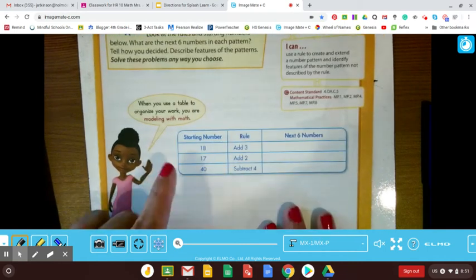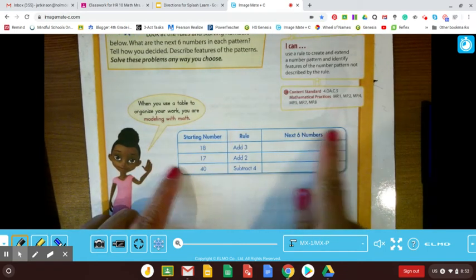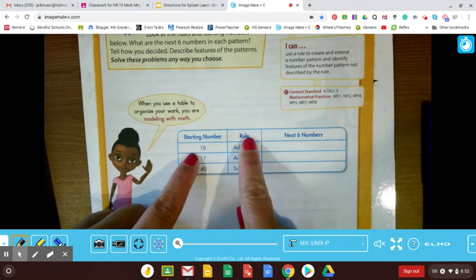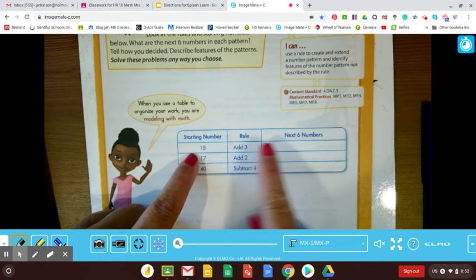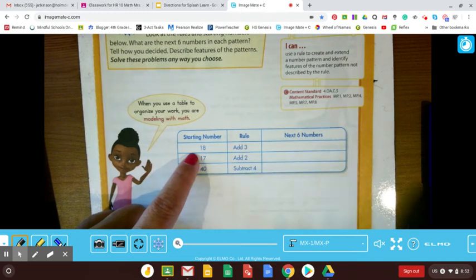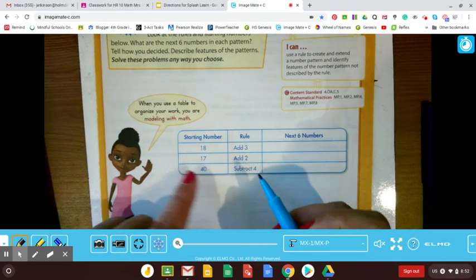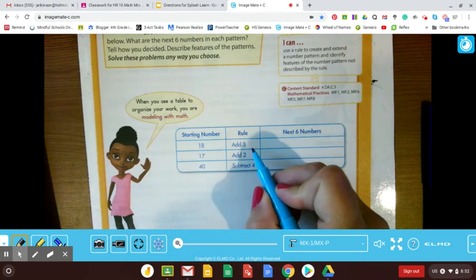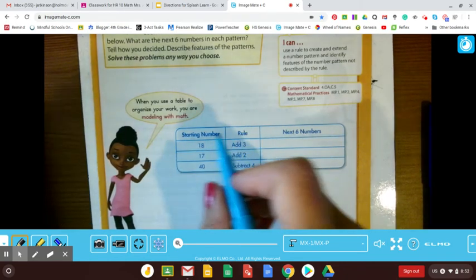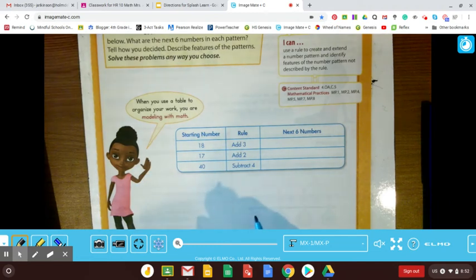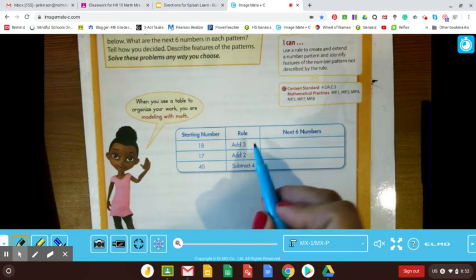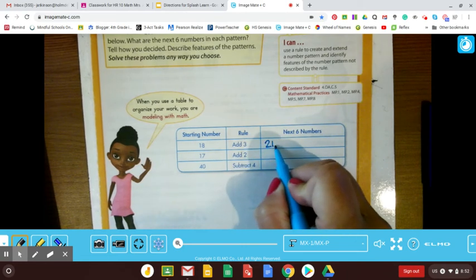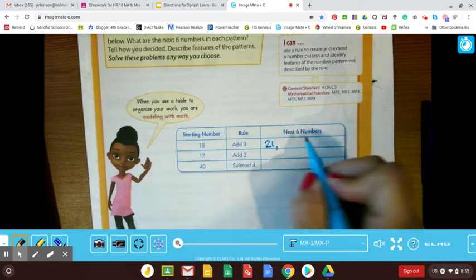All right, so we are given a table. This is called a table. And they give us a starting number and they tell us what the rule is going to be. And we have to figure out what the next 6 numbers are. So not too bad, right? So let's try that. If we start with 18 and add 3, what would the next few numbers be? Well, 18 plus 3 is going to be 21. So that's 1. The next 6 numbers actually we need.